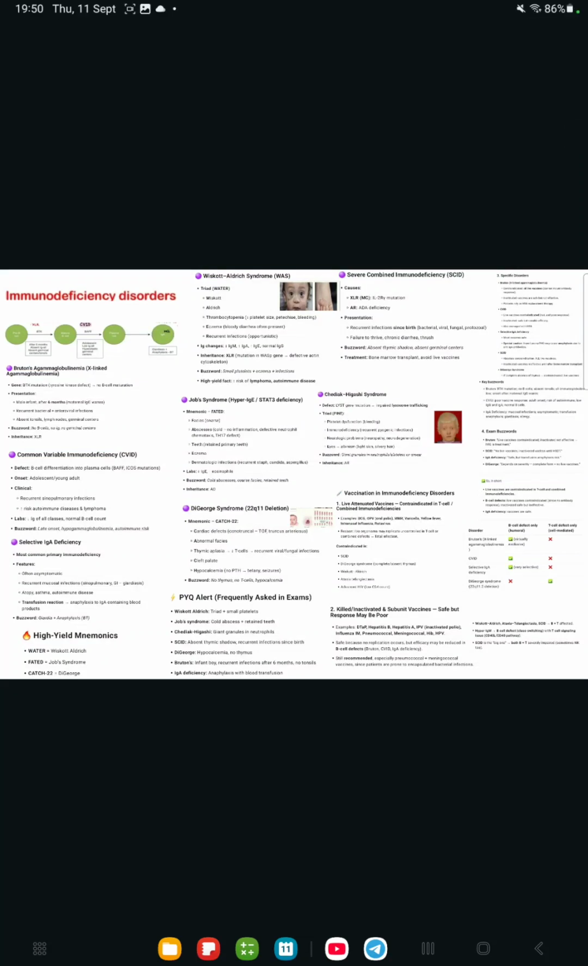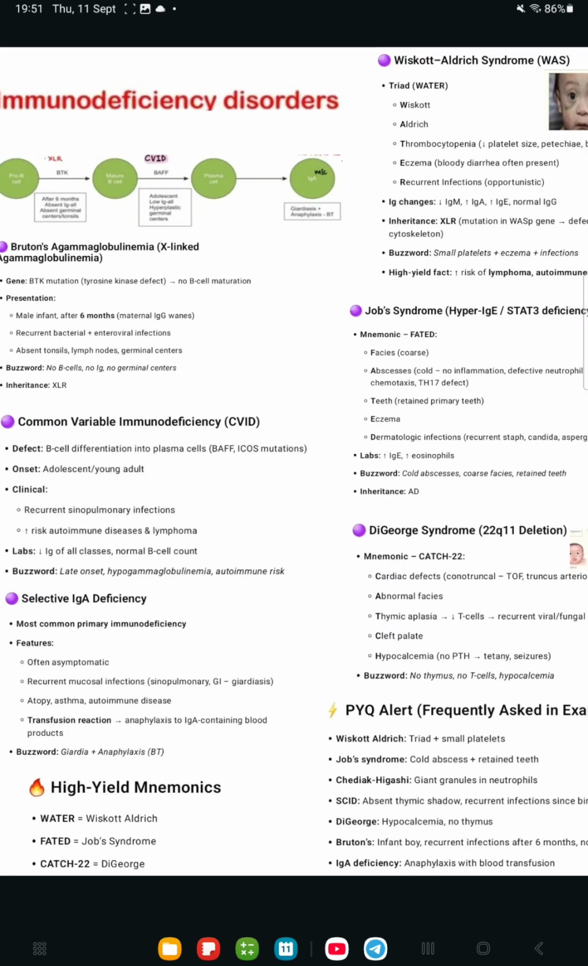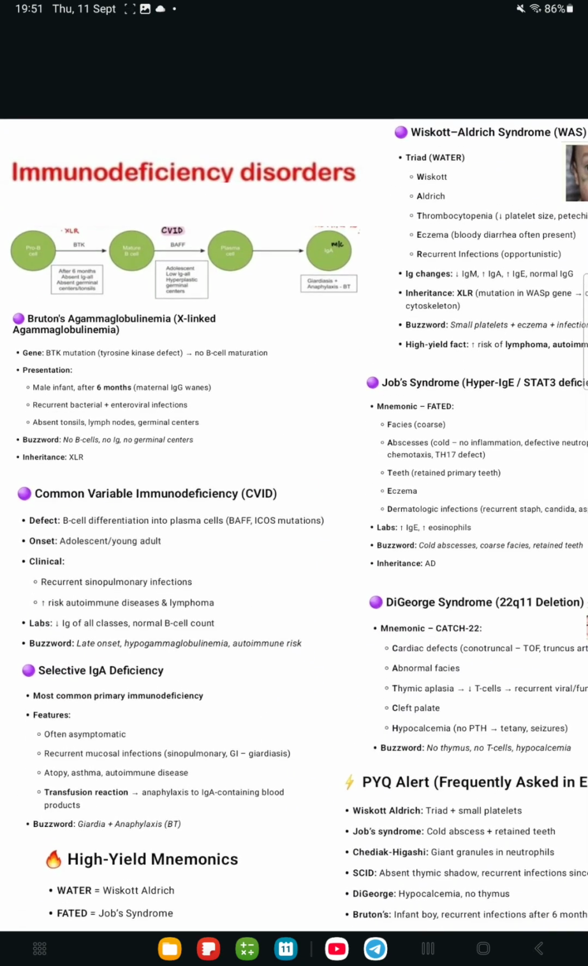Everyone, so today we are doing immunodeficiency disorders. I have made a list of all the PYTs, so we'll discuss them number-wise. Today, this is the third topic I've chosen as a PYT. This was this year's question. So we'll go through immunodeficiency disorders.